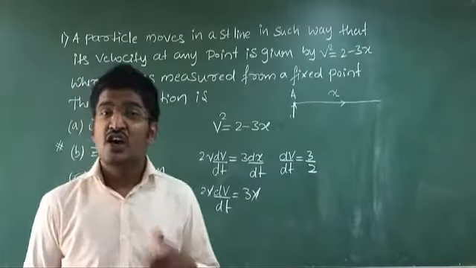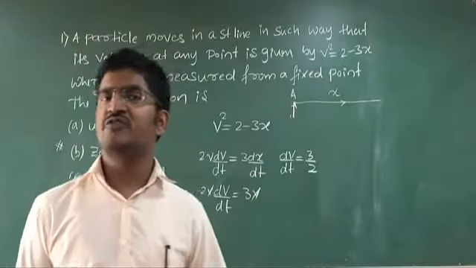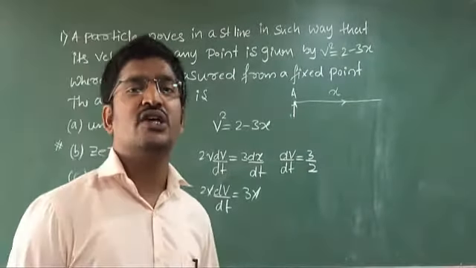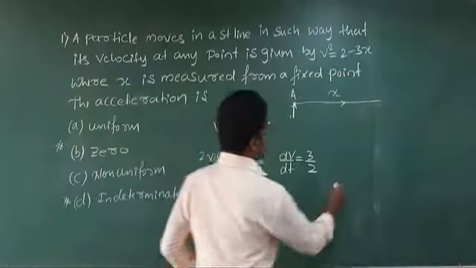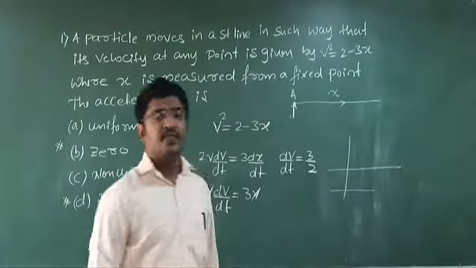That means constant. 3 by 2 is constant. As you all know, constant function is uniform, and the graph of the constant function, as you all know, it will be like this. Clear?